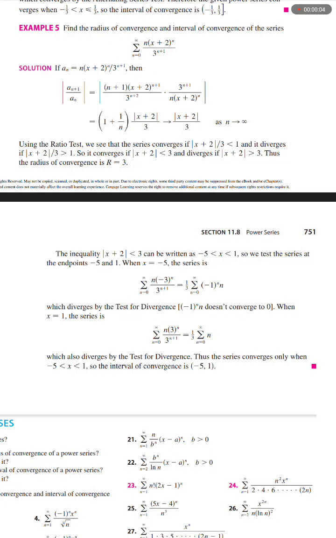Example 5, find the radius of convergence and interval of convergence of the series, the sum from n equals 0 to infinity of n (x - 2)^n over 3^(n+1).